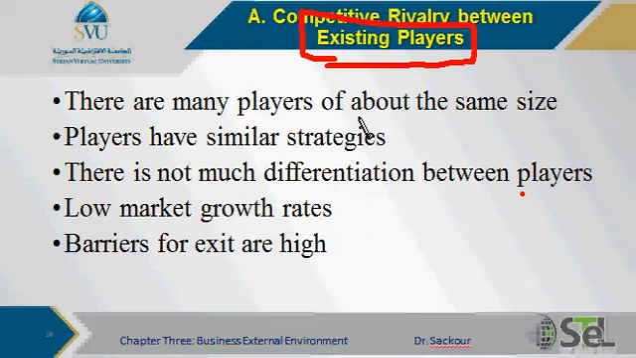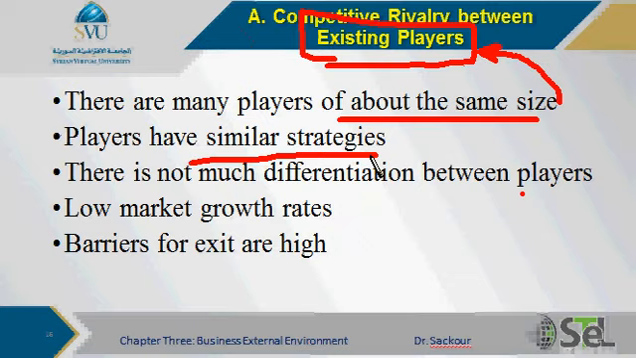There are many players of about the same size that affect the power of existing players. When the players have similar strategies, then the power and the struggle will be more and more. When there is not much differentiation between the players, when they are similar and maybe producing the same products, and they have similar strategies, there is more fighting between them.